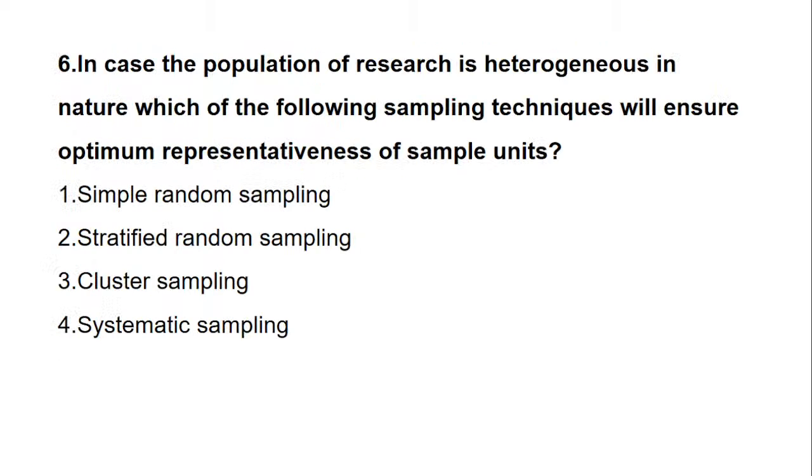In case the population of research is heterogeneous. Now here also, many times the words heterogeneous and homogeneous are used in research. Here again I'll keep the meaning a little bit undisclosed, so that it will be easier for you to understand. You should know exactly what heterogeneous means. So in case the population of research is heterogeneous in nature, which of the following sampling techniques will ensure optimum representation of sample units? Whether it is simple, stratified, cluster, or random, systematic sampling.